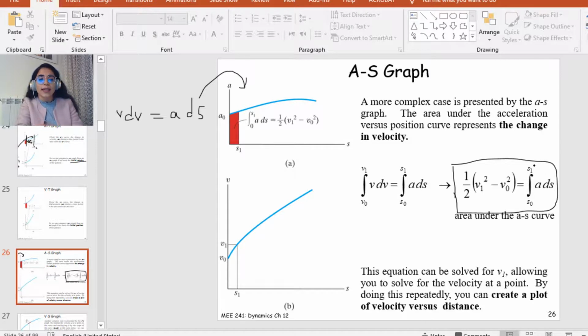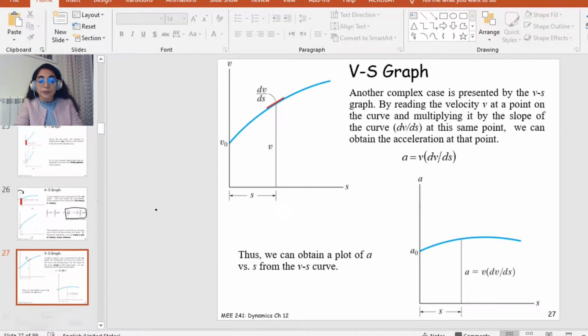And I know, guys, that this is the graph of a versus s. The integration of a ds is nothing but the area under this graph, right? So if I know v0, I can find v1, right? Because I know the area under the graph between s0 and s1, so I can find v1.